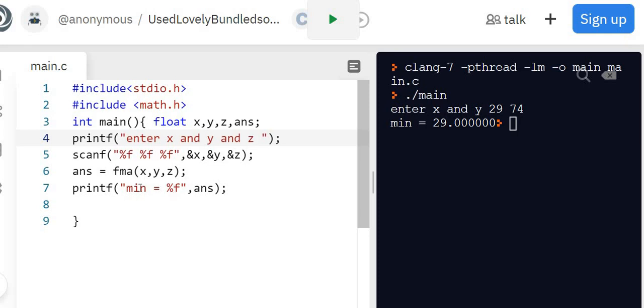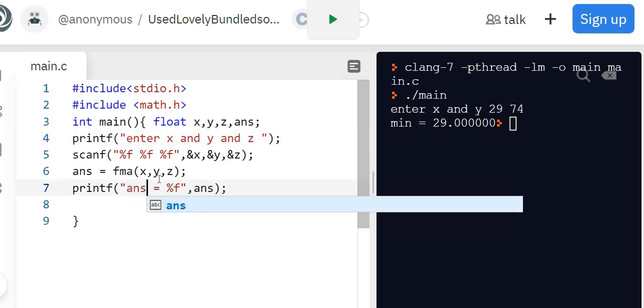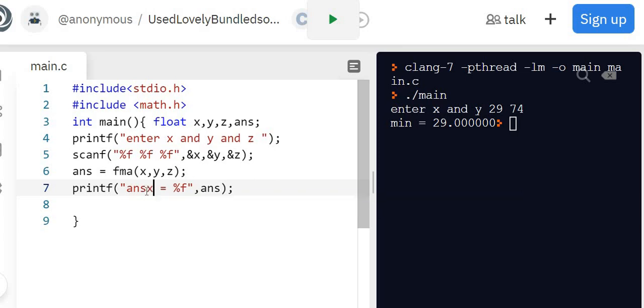So here I just write answer is equal to multiplication x into y plus z. Answer, x star y plus z is equal to this.